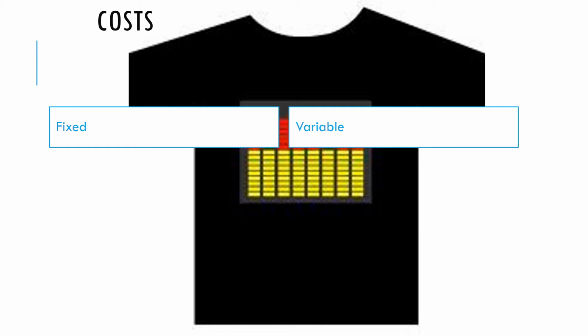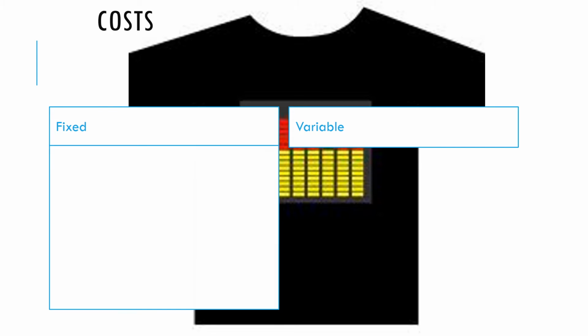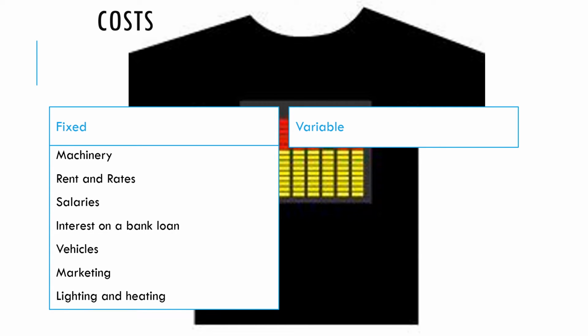Okay, let's have a look at the answers. So which of those costs were fixed costs? Well, these were the fixed costs. Let's look at the first one, machinery. If you buy a machine to print t-shirts, the cost of that machine, £1,000 say, won't change if you produce 5 t-shirts, 10 t-shirts, 0 t-shirts, 100 t-shirts. The cost of the machine is the cost of the machine. It doesn't vary with the number of t-shirts produced.